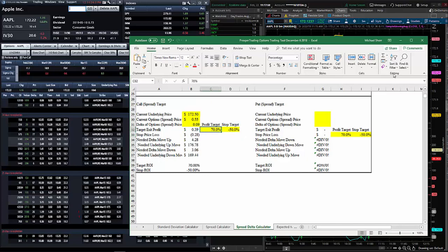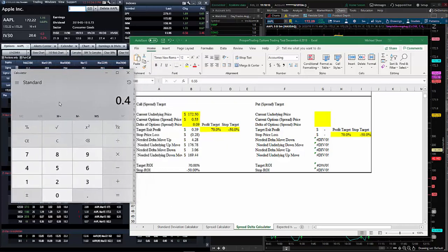Using that, we can say, okay, if I want 70%, that means I need to make 39 cents on my 55-cent investment. Let me bring in a calculator here and do that for you. We get in at 55, and if I want a 70% winner, 55 cents times 0.7 is 38.5 cents, but it's going to round to 39 cents. And as a loser, 55 cents times half means I'm going to risk 27.5 cents.